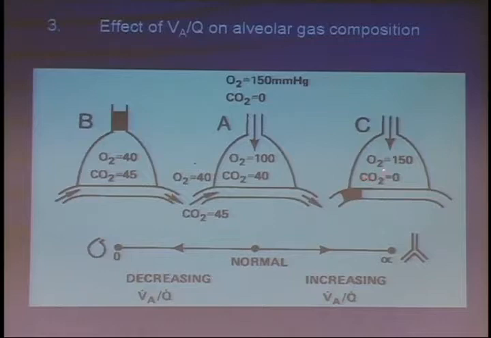This lung unit equilibrates with the room air you're breathing. The PO2 comes up to the 150 in the air you're breathing, and the CO2 gets eliminated and it falls to the concentration in room air, a PCO2 of 0, just like the room air you're breathing. And there's no blood flow to change those values.